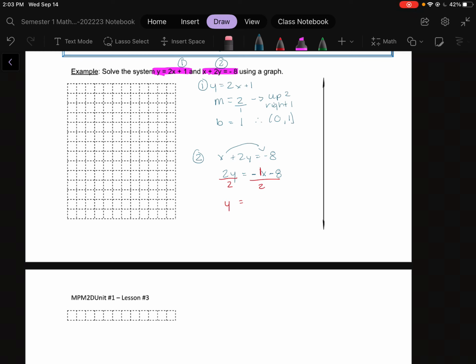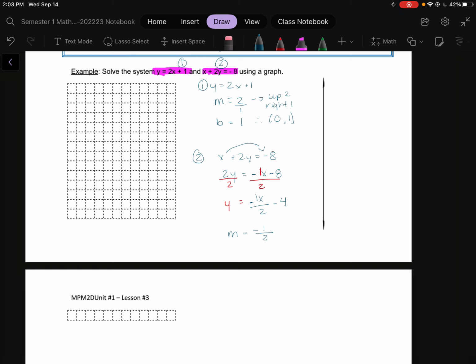So once y is on its own, we can divide 1 or -1x over 2. It's going to stay the same, -1x over 2. And then we're going to have -8 divided by 2, and that will give us -4. Now, if we're looking at this, we're going to do what our m and our b is. So our m is -1 over 2.